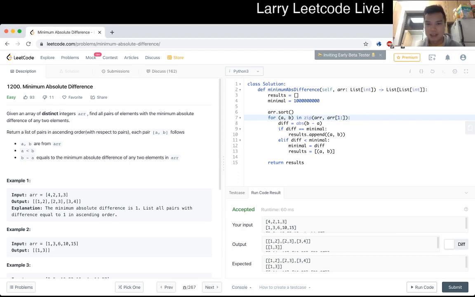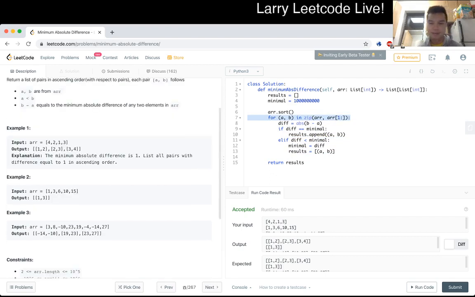So obviously this is dominated by the sort, so this is just going to be n log n. And you only look at adjacent elements, and all these are O(1) operations. So the rest is O(n) here.